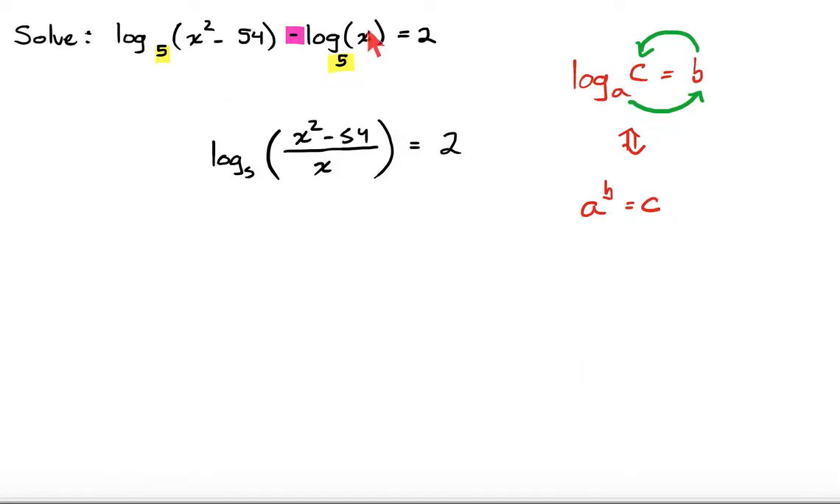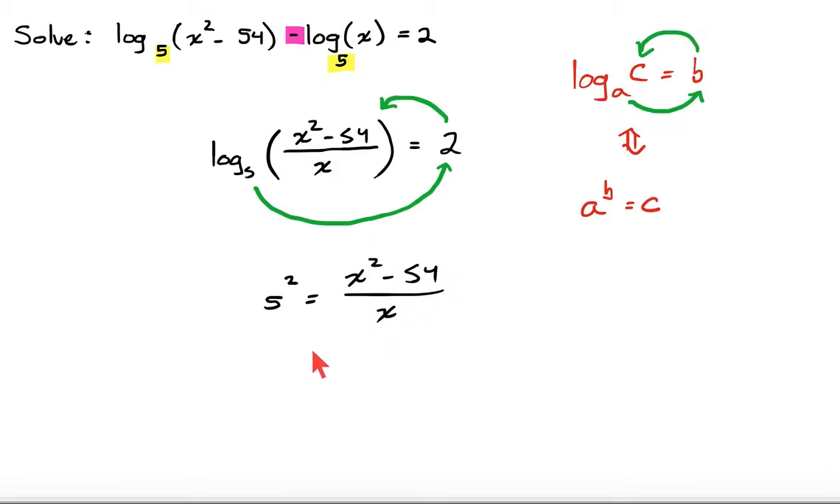The reason for that is all tied up in the definition of what logarithms are, and it's worthwhile discussion, but I haven't got time for it right now. But I'll do the same thing here. Should be that this number raised to that number is this term. 5 to the second power is x squared minus 54 over x. 5 to the second power is, of course, 25, equals x squared minus 54 over x.